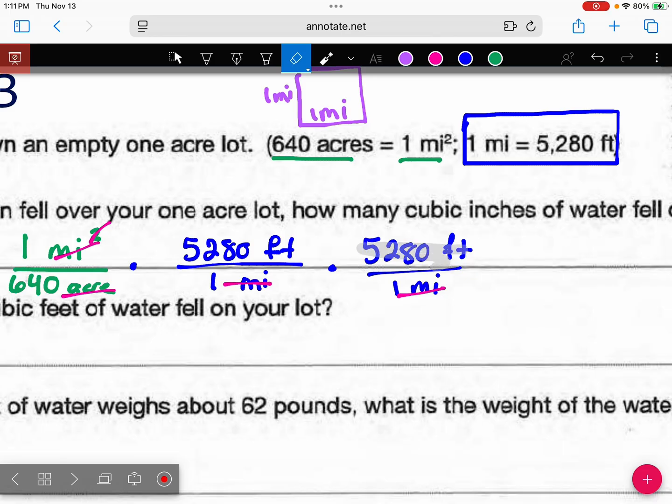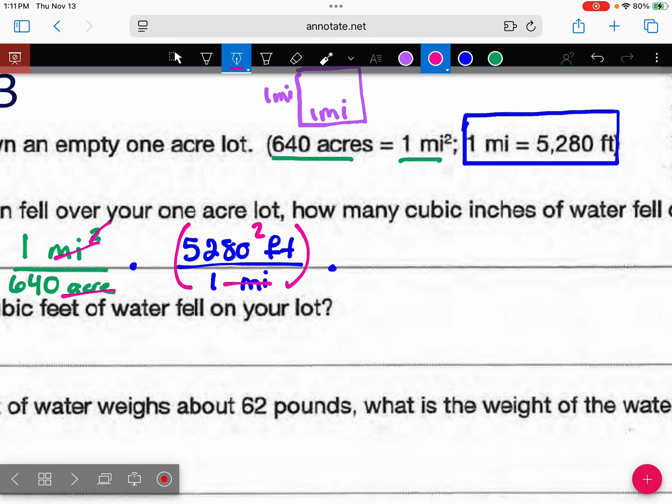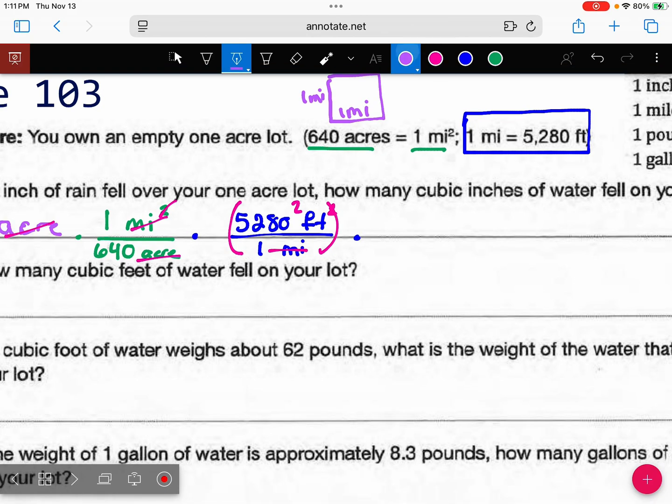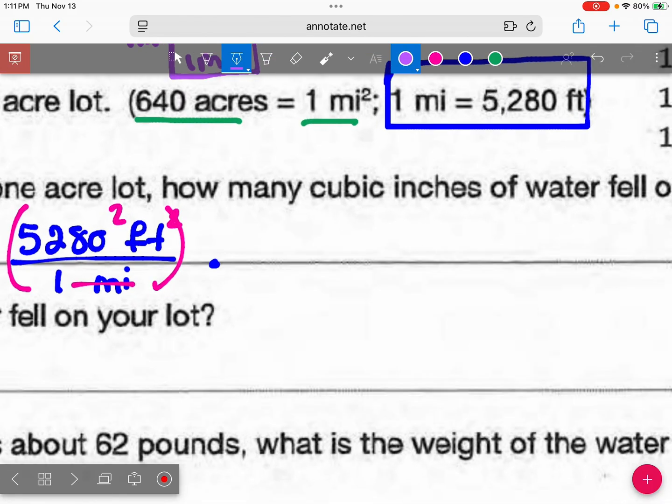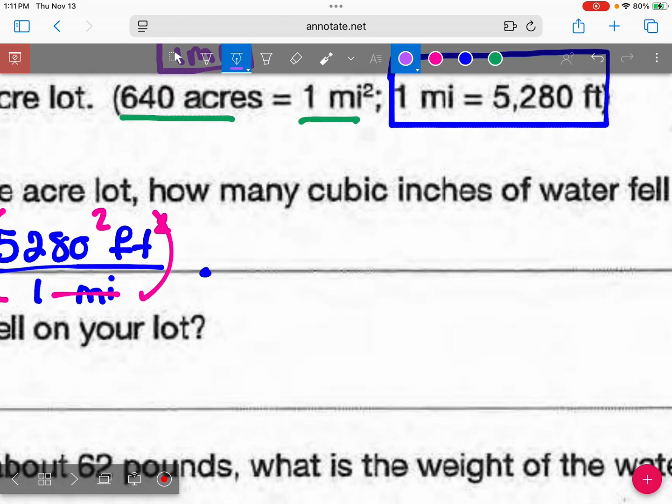It's going to take up a lot of space if I write it that way, so I am going to switch it to be squared. And this is over feet squared. Still trying to get down to inches. What do we know about inches and feet? I'm trying to get to inches.